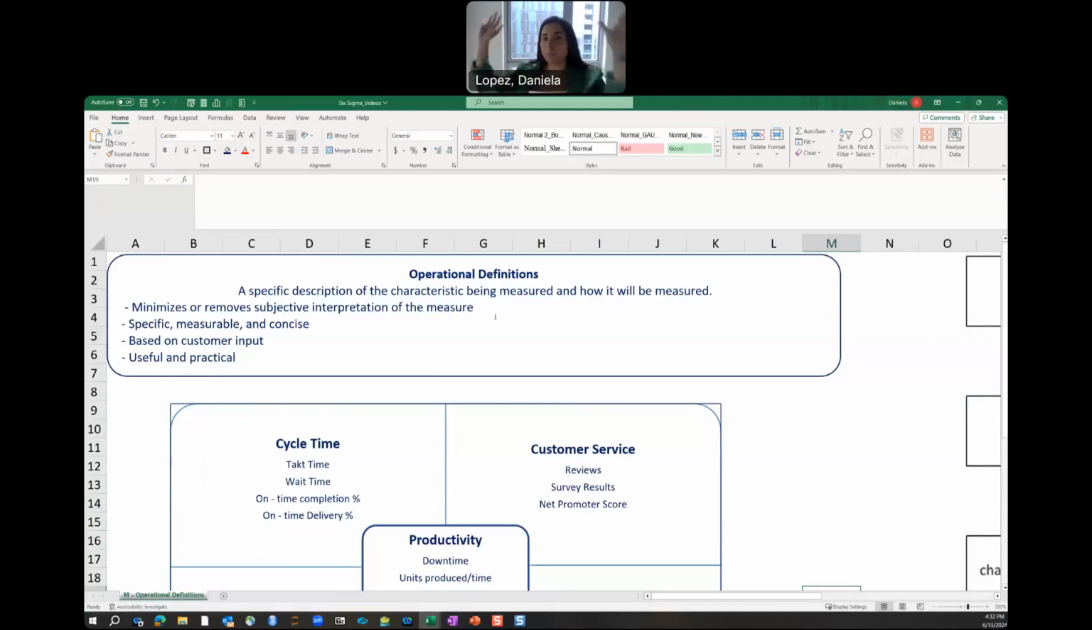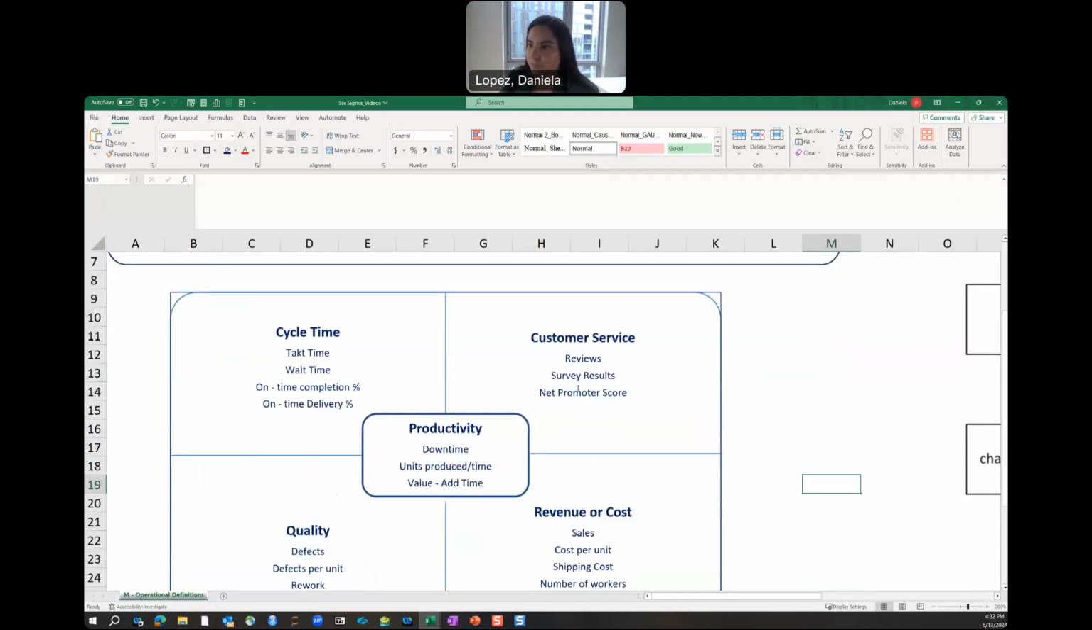But from an operational definition component, this is specific to the characteristics that we're measuring in the future. We want to be concise. We want to minimize any type of interpretation, so that when you get someone in a room, it might be 5 different people, 10 different people from all over, they have a solid understanding of what it is we are talking about. That's when the operational definition comes in.